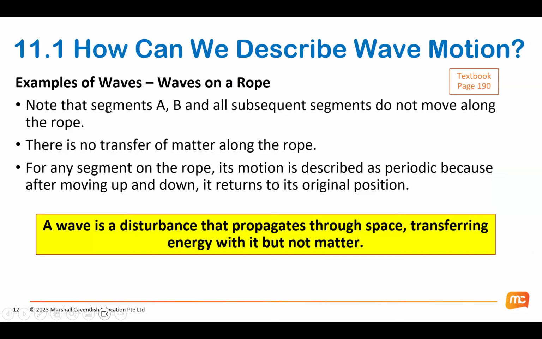Next, you can see that segments A and B do not move. There is no transfer of matter. The motion is described as periodic because after moving up and down, it will always return back to its original position. That's why it's called periodic motion. So in general, a wave is a disturbance that propagates through space, transferring energy with it, but not matter.